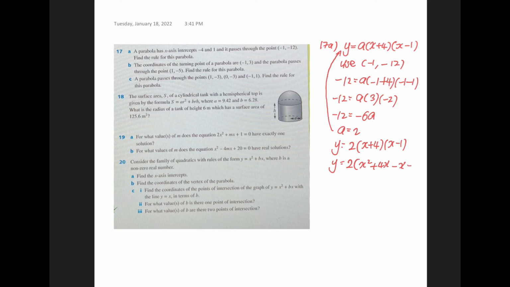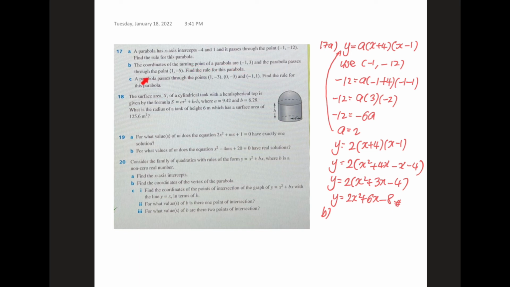So x squared, 4x, minus x, minus 4. Then we get y equals 2, x squared plus 3x minus 4, y equals 2x squared plus 6x minus 8. Okay, so we have the quadratic equation ready. So this will be the answer. And now let's look at B then.